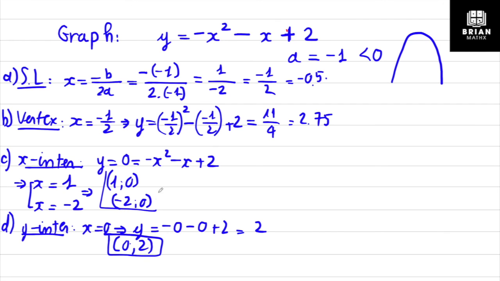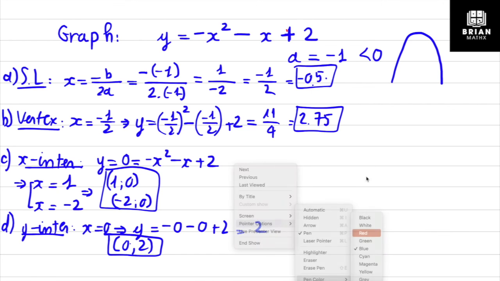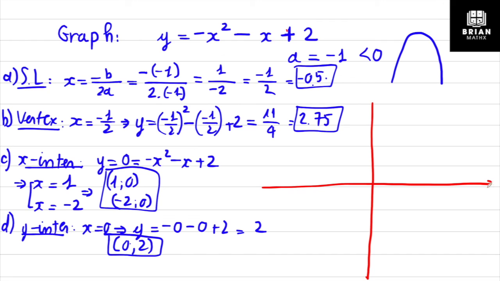Okay, you have all of this information for this function. And then you will draw it in the Oxy coordinate, the y-axis, the x-axis, and 0 will be the origin. The symmetrical line is negative 0.5, so I put it here, negative 0.5. The vertex is negative 0.5, and the y coordinate of the vertex is 2.75 in this position. The x-intercepts are 1 and negative 2.